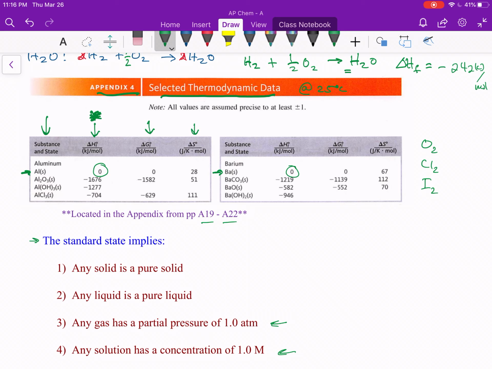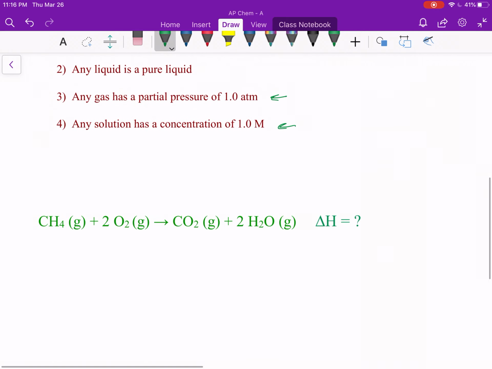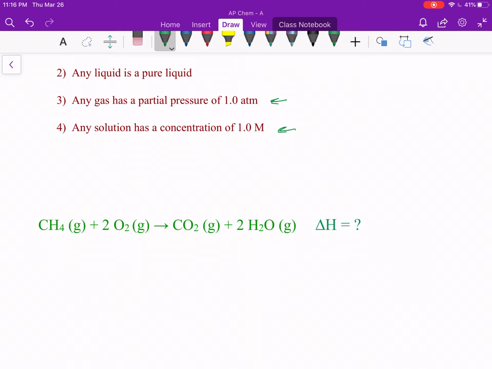So how can we possibly use this to figure out what delta H would be for a particular reaction? Let's look at a reaction. Here we have the combustion of methane. Pretty simple reaction: CH4 reacts with O2 to give us CO2 and H2O. We just want to know what delta H is for this reaction. If I have CH4, I can look up in the appendix in the back of the book and find that the heat of formation for that is negative 75 kilojoules per mole.